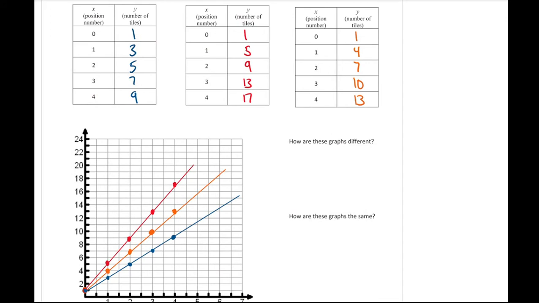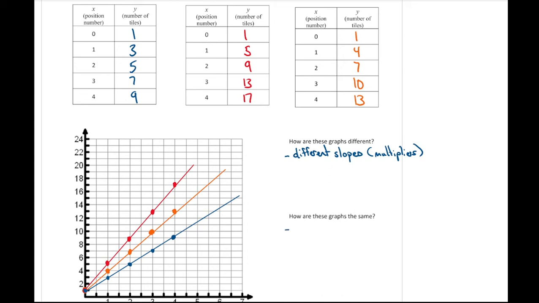So once you've gone through and graphed or filled out the tables for your 3 different patterns and come up with the graphs for them, this is what you should have. So now we want to focus on how are these graphs different and how are they the same? Well, they're different in steepness or slopes, which we also know as multipliers. That's the big difference that I see between them. You might describe that in different terms.